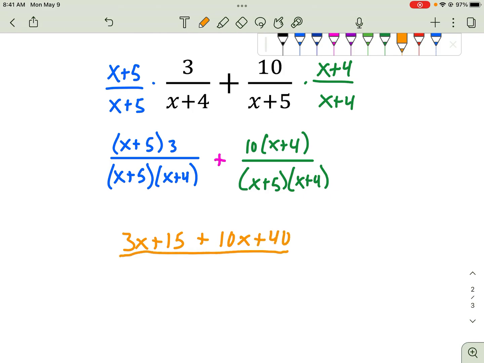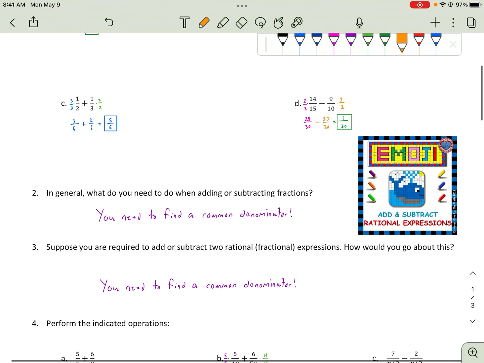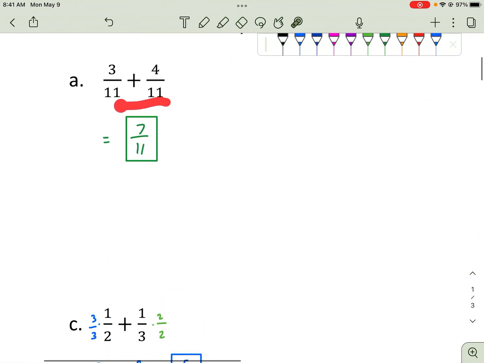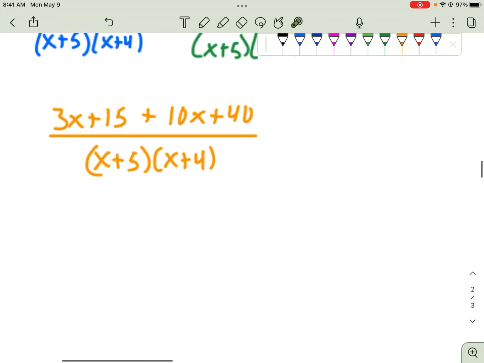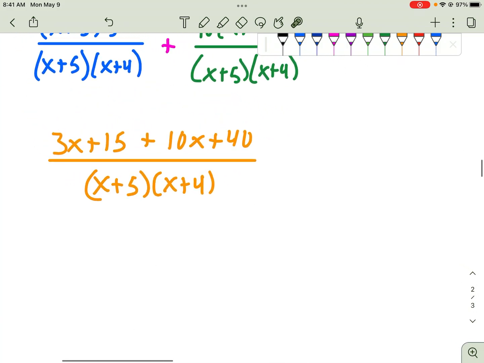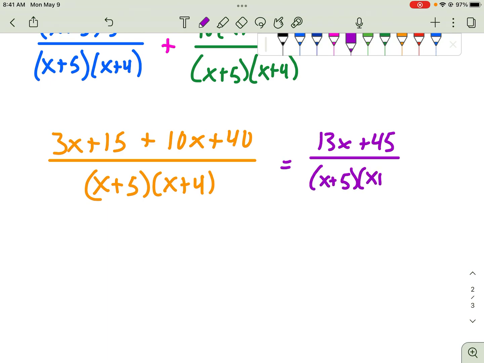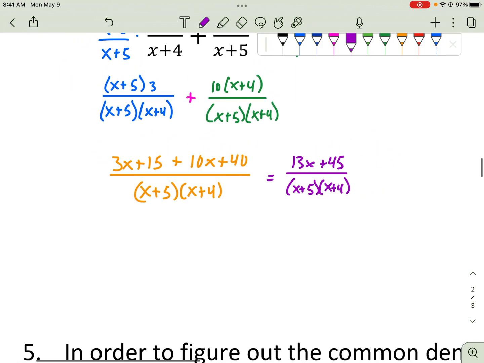But all that is over the common denominator. You don't have to do anything to that. You just leave it x plus 5 times x plus 4. Just like up here when we did examples with numbers, like 3 11ths plus 4 11ths, this is just 7 11ths. You don't do anything to the denominator, it just stays 11. So same thing's going on down here. But now in our numerator, we can combine like terms, giving us 13x plus 45 over x plus 5 times x plus 4. Like that.